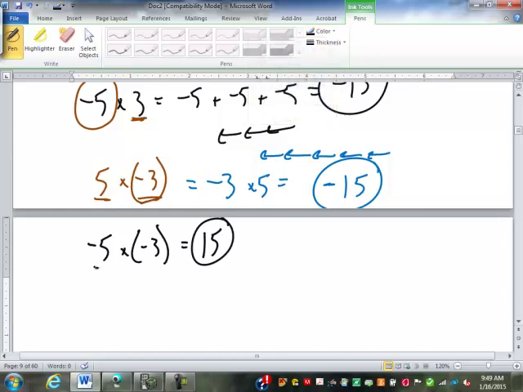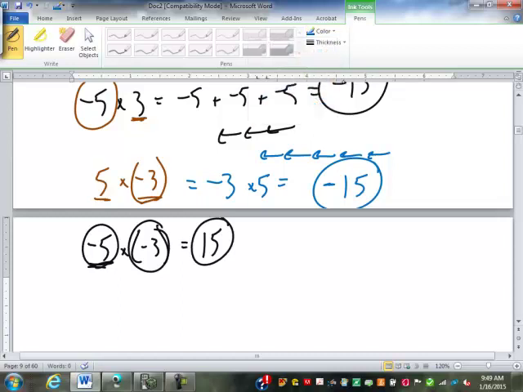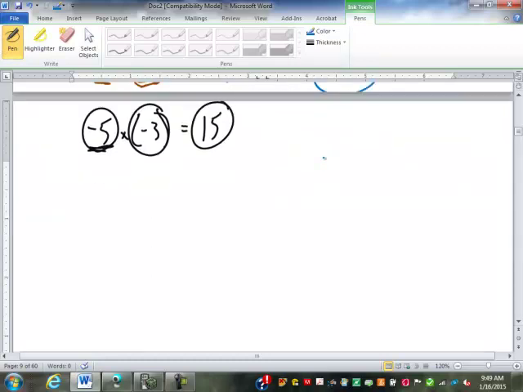can I take negative 5 and add it negative 3 times? Well, that doesn't make sense. Can I take negative 3 and add it negative 5 times? That makes no sense either. According to the definition of multiplication, this cannot be done. We run into that actually quite often in math, and what we do is we look for a pattern. We look at other problems that are related to it that can be done, and we see if we can use that to just define what this answer has to be.